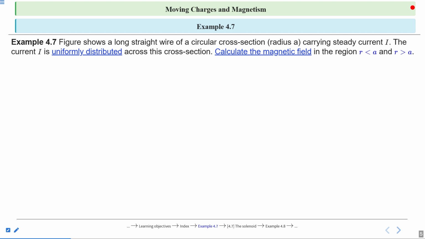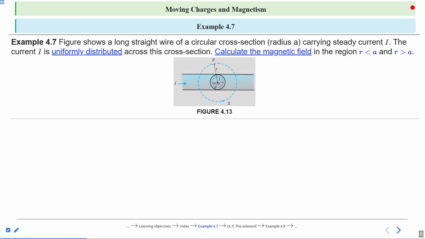So for some arbitrary distance r, we have to calculate the magnetic field for r less than a, meaning less than the radius, which means inside the wire, and for r greater than a, it means for distance greater than the radius of the wire, meaning outside the wire.